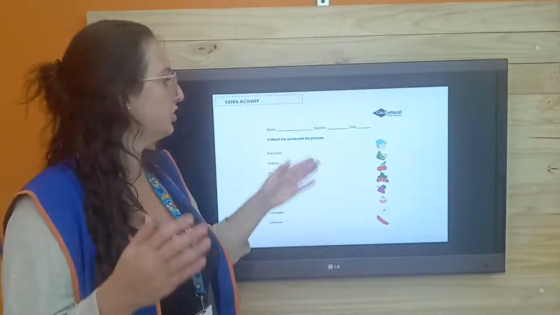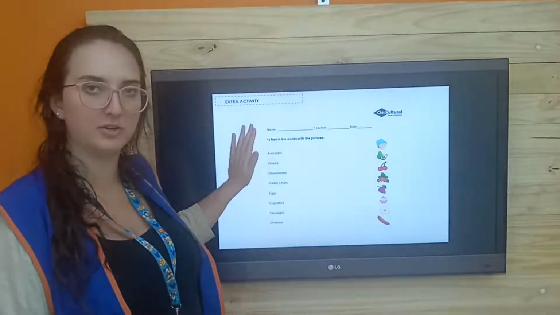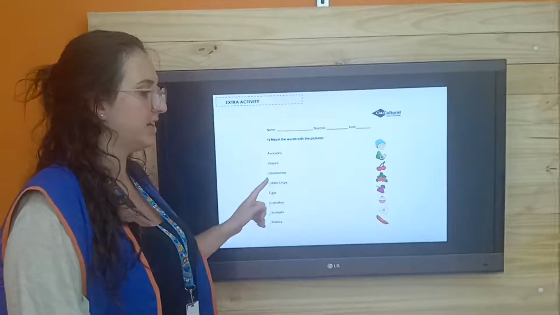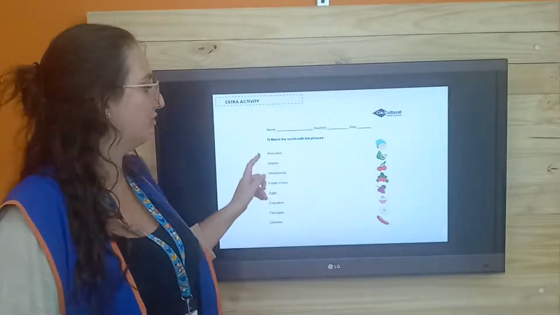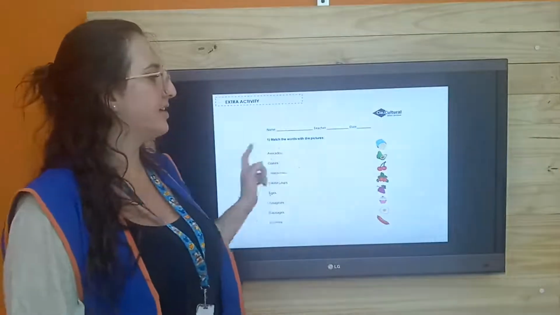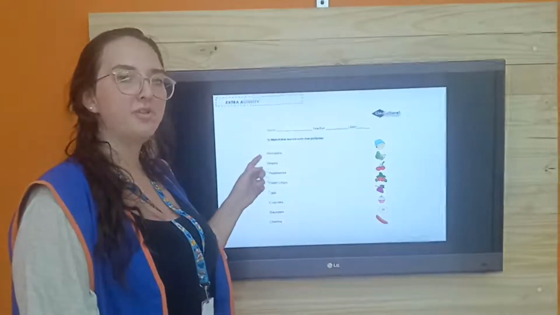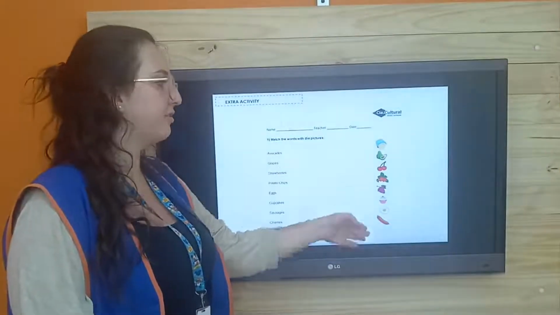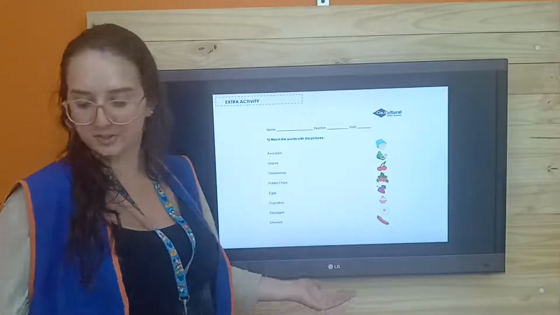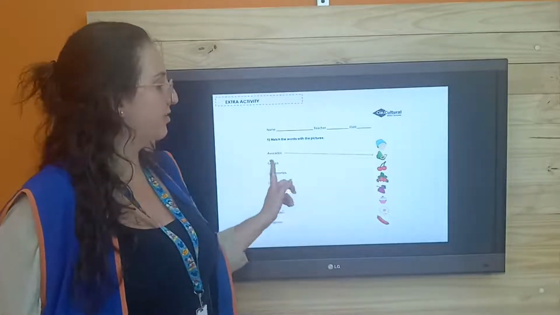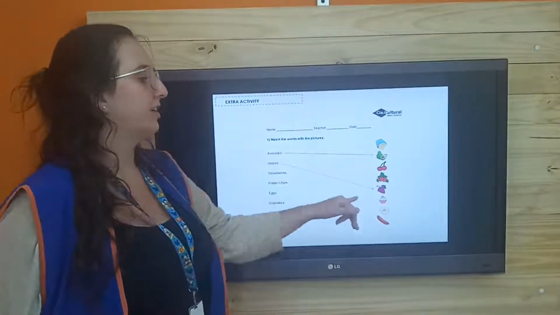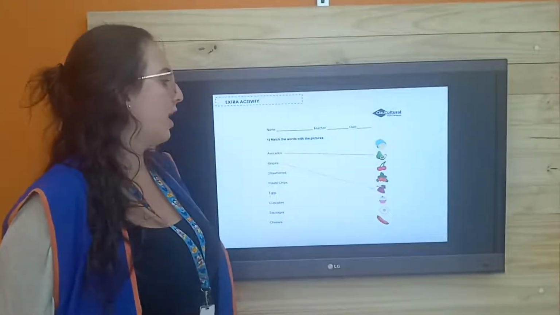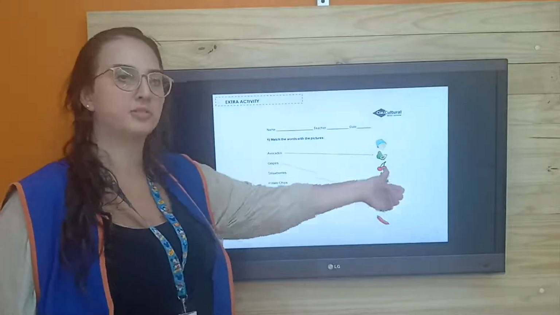Then, back to English. Alright, so we have an extra activity just to match the name to the picture, okay? We just saw this, so let's try to match the name to the picture. Avocados, where can you find avocados here? Did you find? Very good, it's here, okay? The grapes, here, okay? How about the strawberries? Can you find the strawberries in this column?